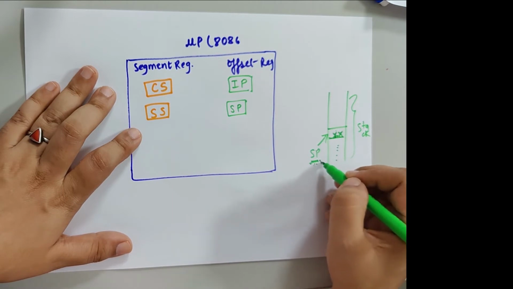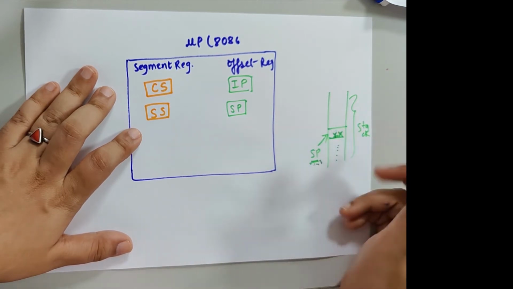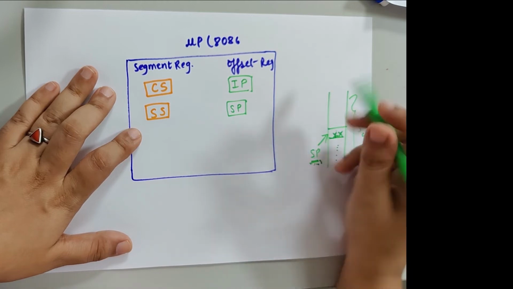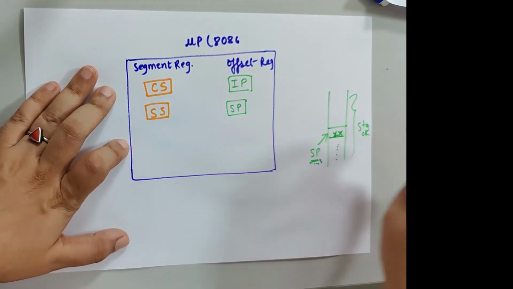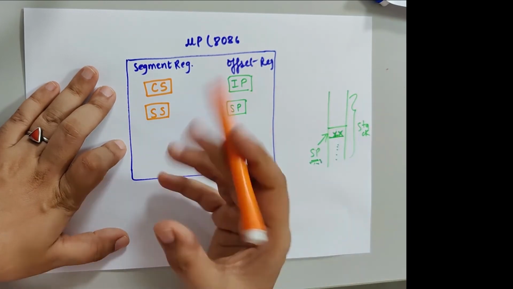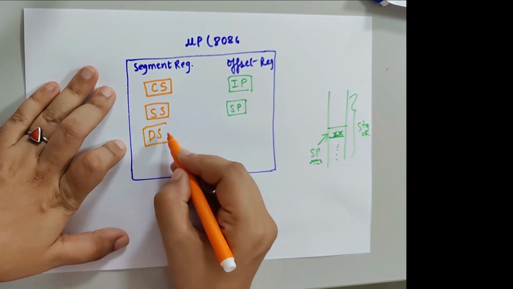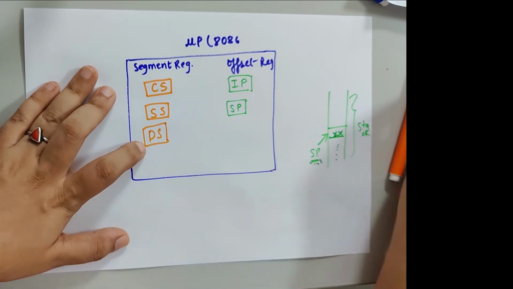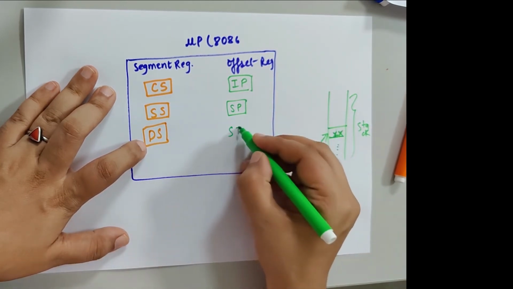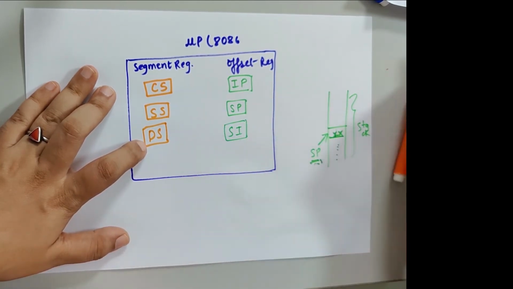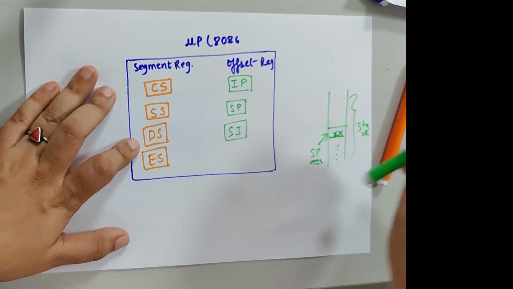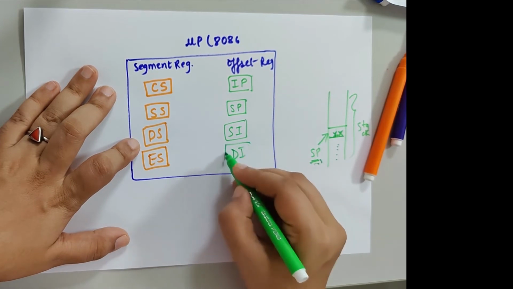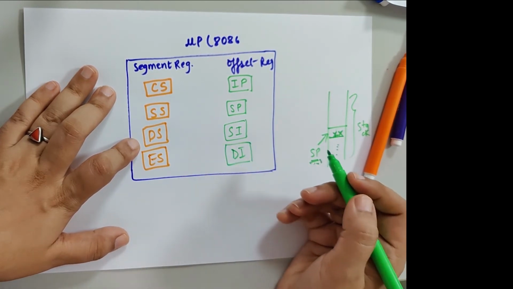This is the SP register. This is the offset register for the stack segment, and the starting location of the stack segment is represented by the SS, the segment register. Similarly, for the data segment, we have already discussed the segment register is DS, and the offset register for the data segment is SI. For the extra segment, the segment register is ES, and the offset register is DI.